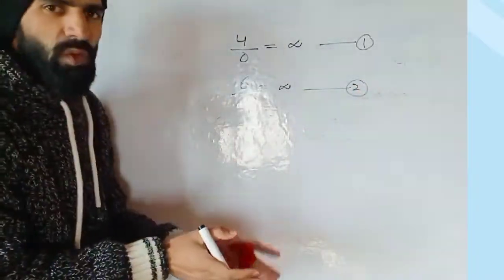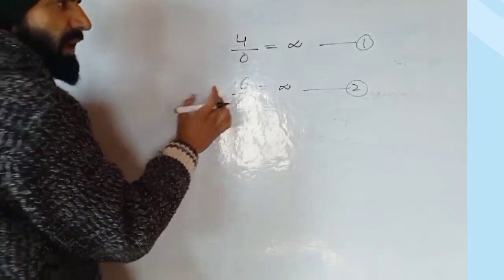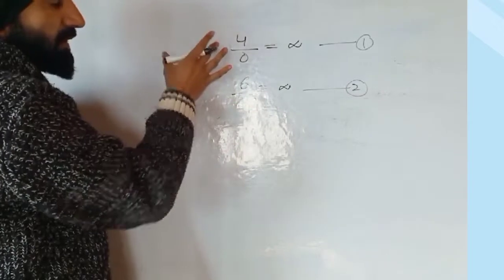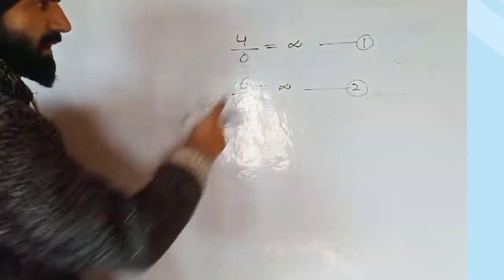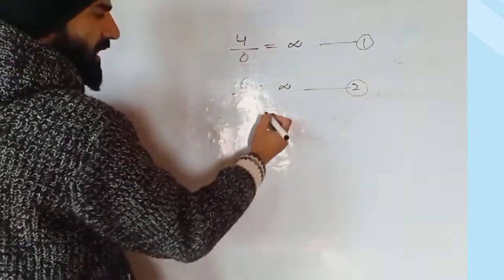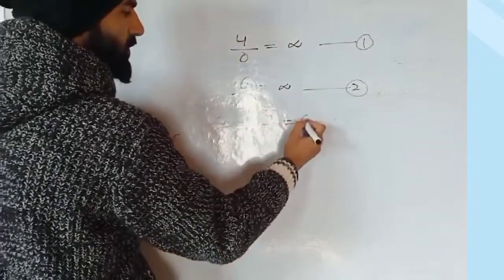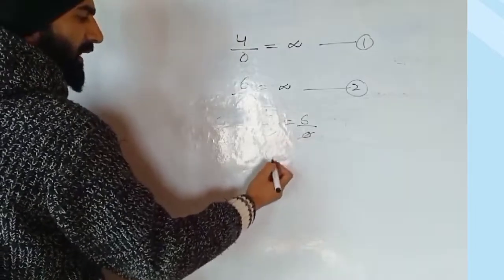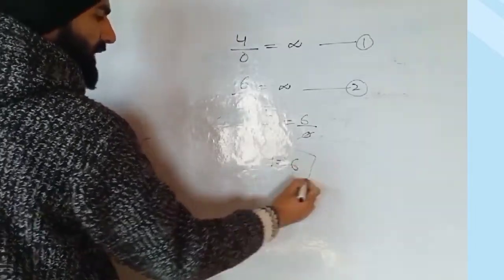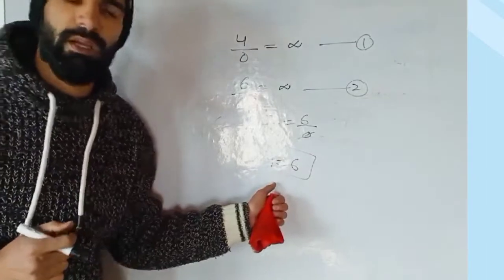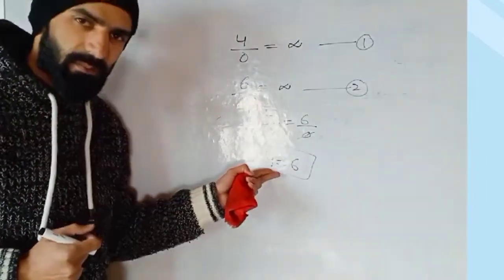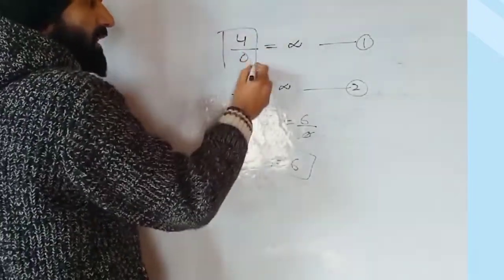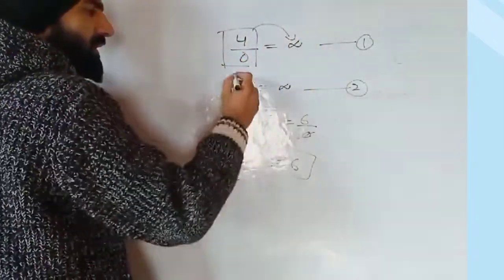In maths, we know that if we have two equations and the right sides are equal, then we can say the left-hand sides are also equal. That is, from equations first and second, we get 4 by 0 equal to 6 by 0. We know the denominator is the same, so we can cancel it out and we get the result that 4 equals 6. Is it true? 4 equal to 6? It is against mathematics, right? It is not true.